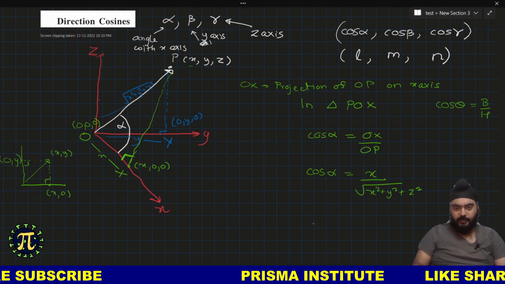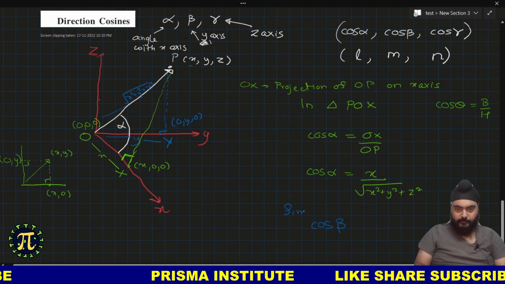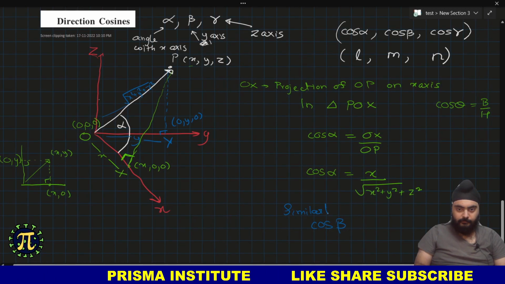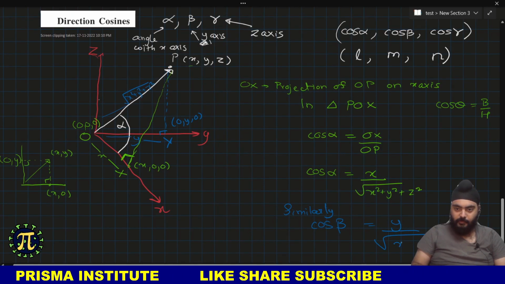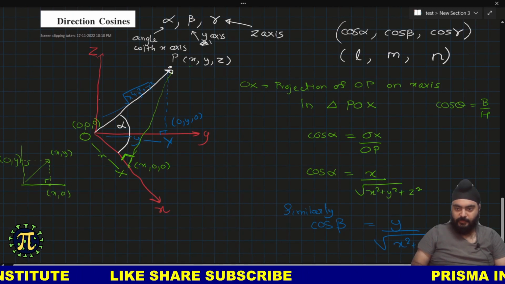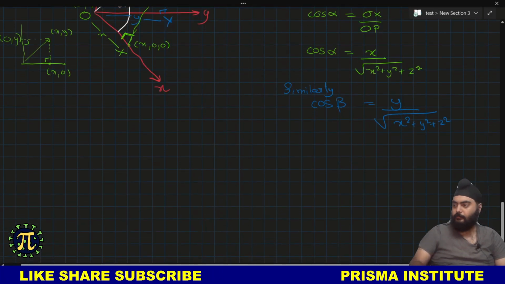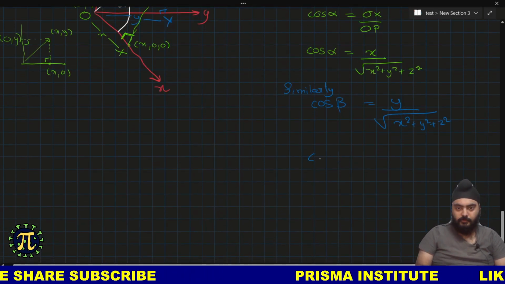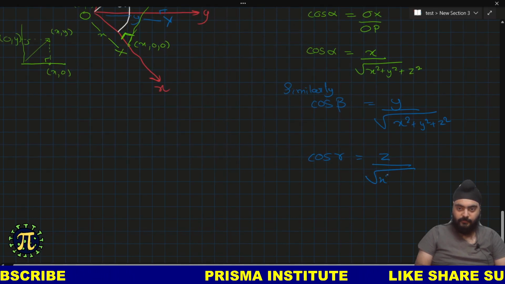And then similarly, I can define cos beta, which is y divided by root of x square plus y square plus z square. And cos gamma is z divided by root of x square plus y square plus z square.